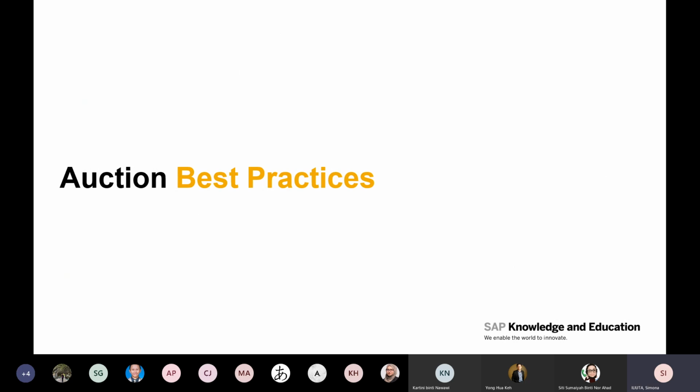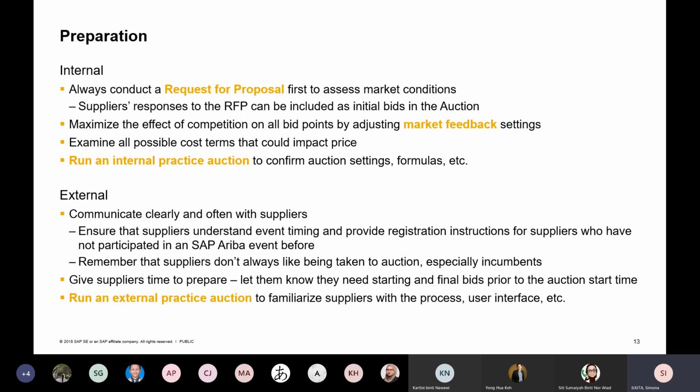In terms of best practices, we will begin now with a set of best practices. I mentioned at the beginning of the session that for a buyer to run a successful auction, he needs a couple of things to take into consideration. First and foremost, we always recommend that you run a request for proposal to have a first set of prices and for you to assess the market conditions.